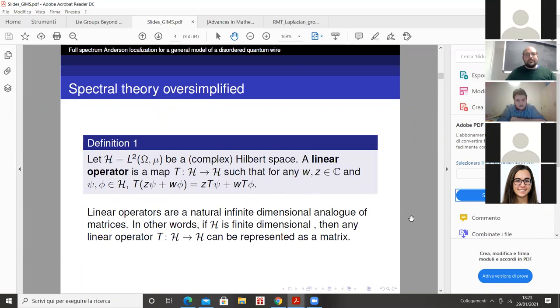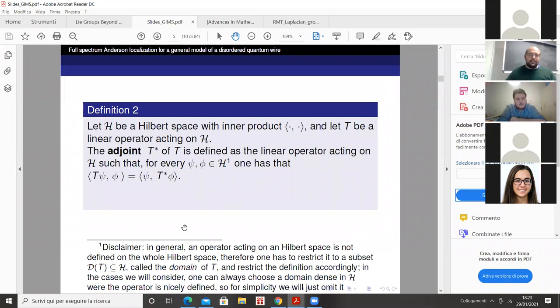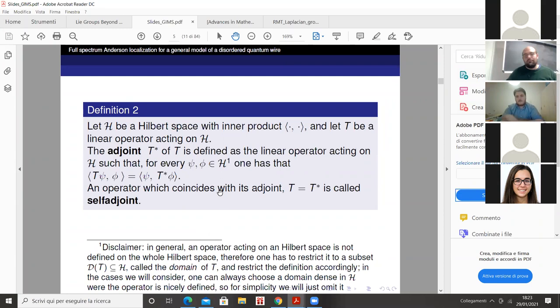So then you can define the adjoint of an operator. I'm simplifying here because linear operators are usually not defined on the whole Hilbert space. So you have to select a domain of definition, and then to define the adjoint, you have to define the domain of the adjoint. But in the cases I will consider, this problem basically doesn't arise, so you can usually take a dense domain in the whole Hilbert space and everything works. An operator that coincides with its adjoint is called self-adjoint. The adjoint is basically the infinite dimensional analog of taking the conjugate transpose of a matrix.